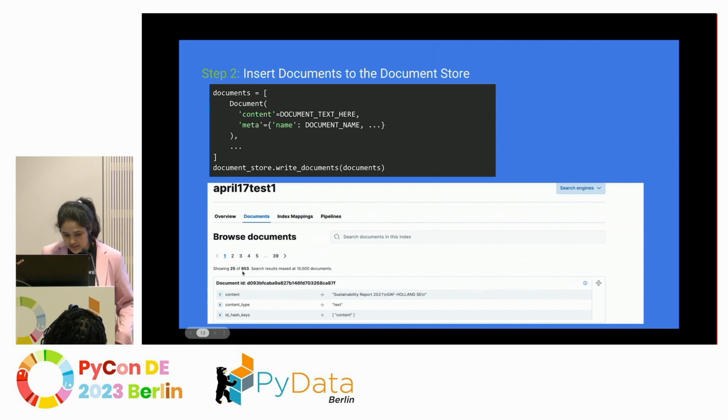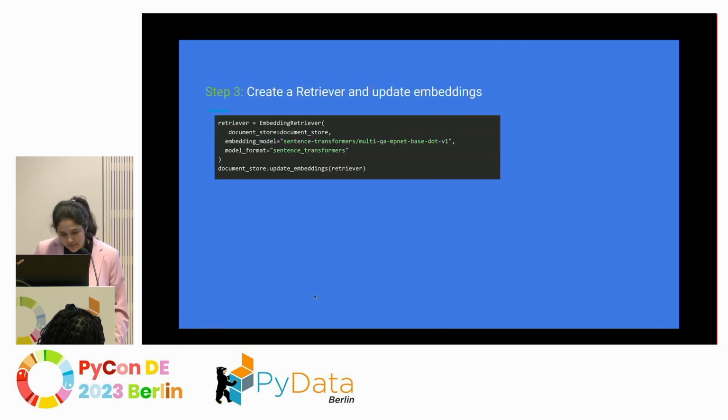So here, as you can see, the 62-page PDF was converted into 953 chunks, and this one line basically inserted all of those chunks into our document store, right? Which is pretty nice.